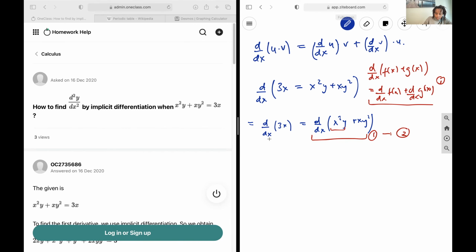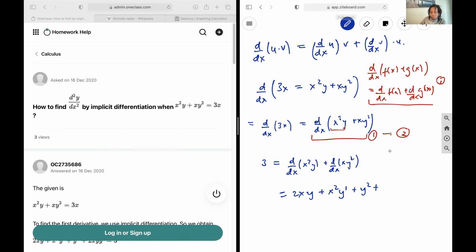And so d over dx of 3x is simply 3, which is equal to d over dx of x squared y plus d over dx of xy squared. And then we start to use the product rule. So first take the derivative of x squared. So that becomes 2x multiplied by y plus x squared multiplied by d over dx of y, we can just write y prime, plus d over dx of x, which is 1 multiplied by y squared, plus d over dx of y squared.